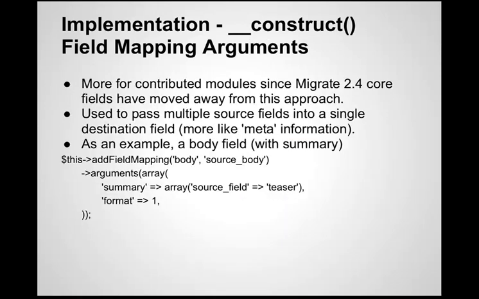So now we'll go back to the arguments again, at least for older code that's in stuff like link or whatever. Previously this was used to pass the multiple source fields idea into a single destination field. So as an example, let's say I had a body field with a summary. You would have something like addFieldMapping body, source body, along with the arguments where summary is coming from the teaser column, and I'm providing a format of one, whatever that might mean.